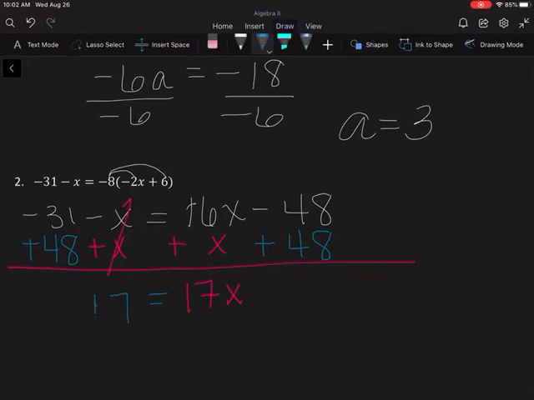That's going to be 17. So yes, you can do all of this in one step if you wanted to, and then divide by 17. Not all of it in one step, but you know what I mean. The adding and subtracting of either the constant or the variable. So x is equal to 1.